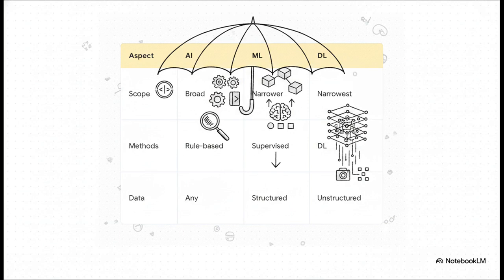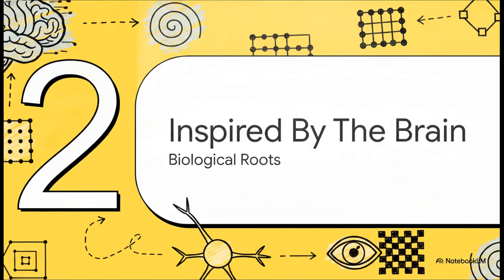But for computer vision, we have to go one step deeper, into deep learning, or DL. This is the narrowest, most complex subset. Deep learning relies on deeply layered neural networks specifically designed to handle raw, unstructured data, like the millions of individual pixels in an image. Okay, moving right along to part two, inspired by the brain.